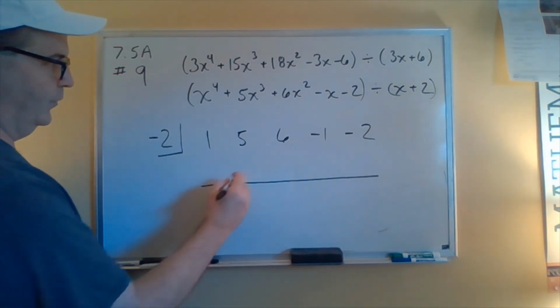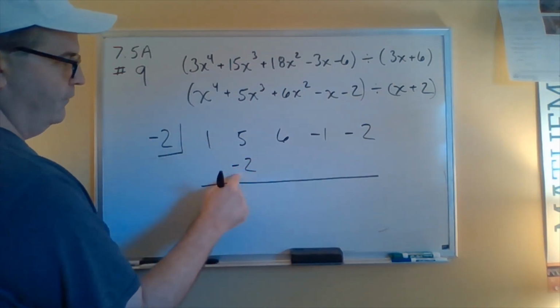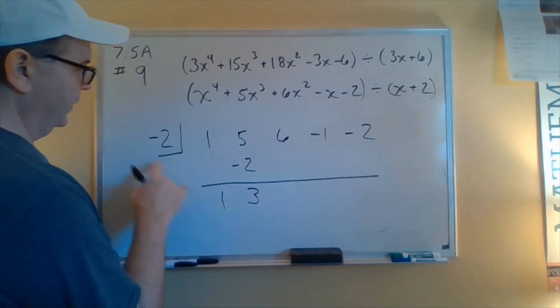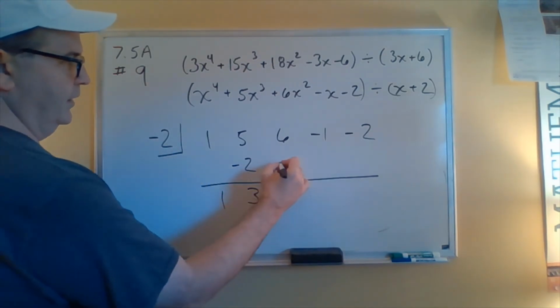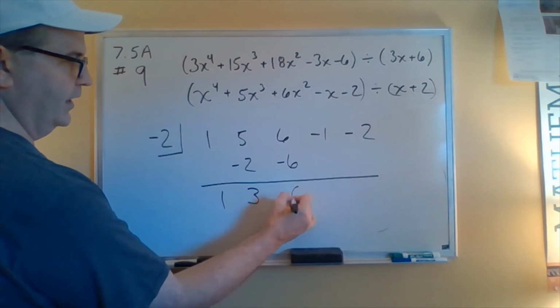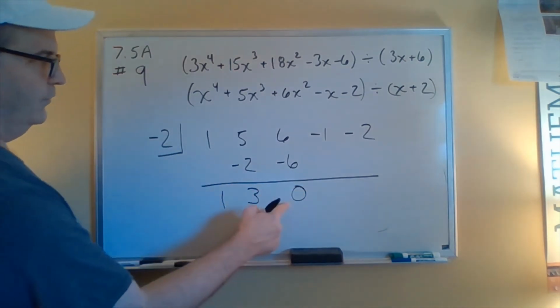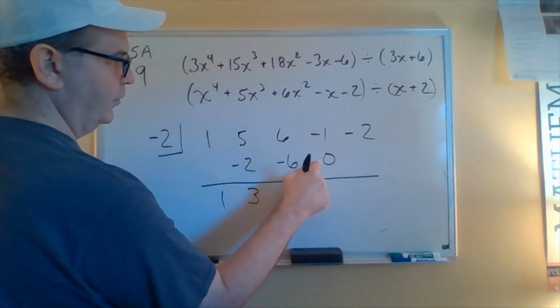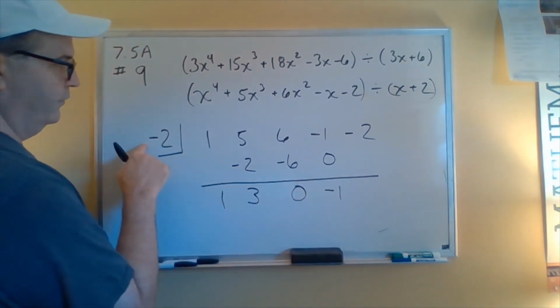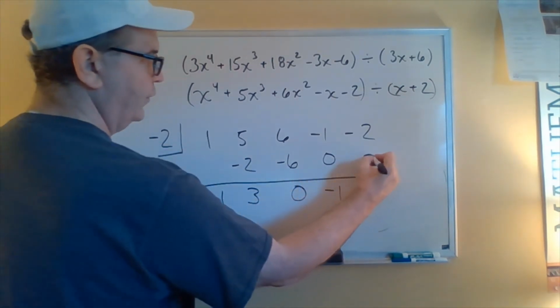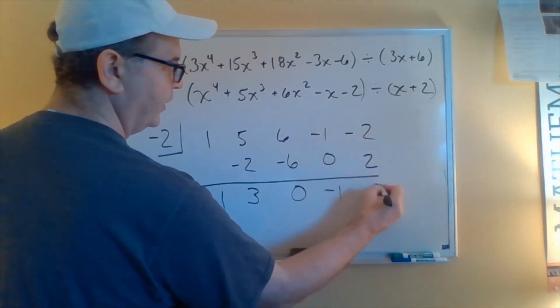So -2 times 1 is -2. 5 plus -2 is 3. -2 times 3 is -6. When I add those together, I get 0. -2 times 0 is 0. -1 plus 0 is -1. Finally, -2 times -1 is 2. When I add that last column together, I get 0.